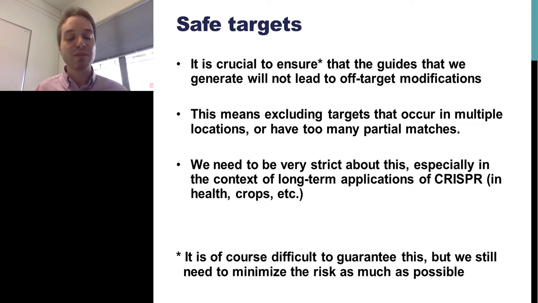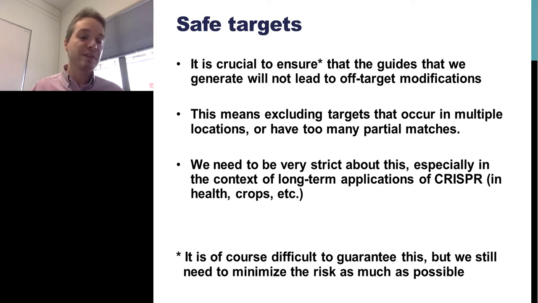if we have unpredicted off-target modification. So that's why we took an approach to be very strict about eliminating targets that we felt had a risk of off-target modifications. Of course, when I say we need to ensure that guides don't lead to off-target modifications, it's difficult to really guarantee this, but what we try to do is minimize the risk as much as possible. So that's what I meant when I said we want targets that are going to be efficient and safe.